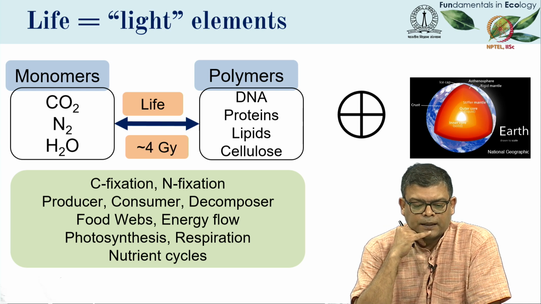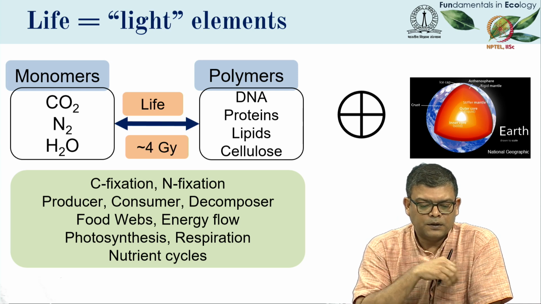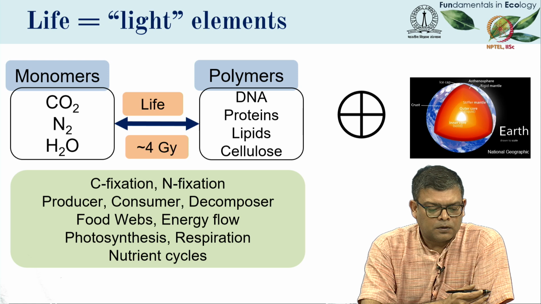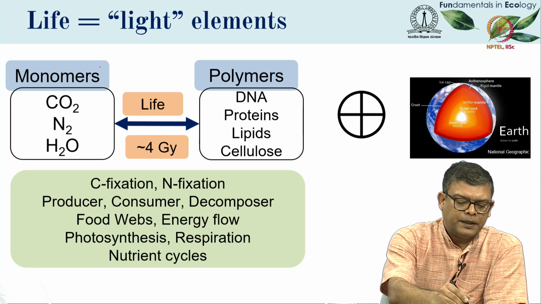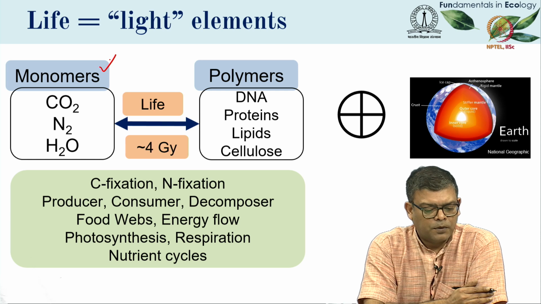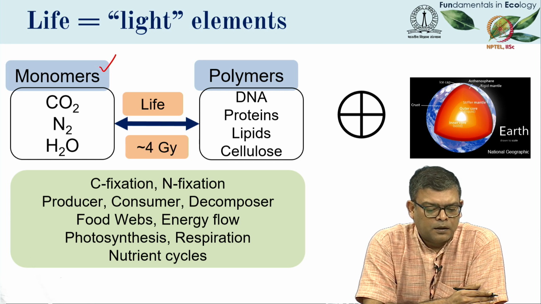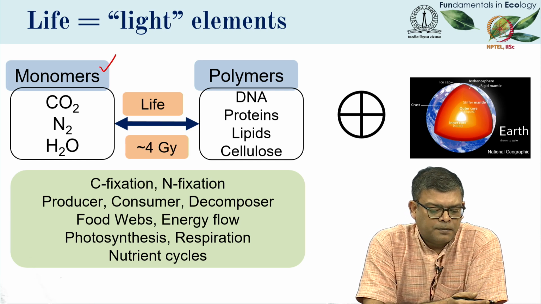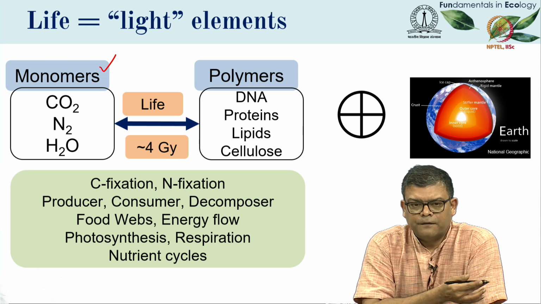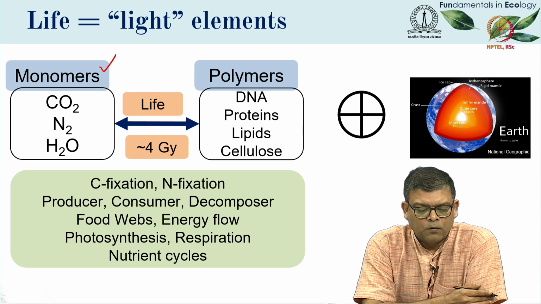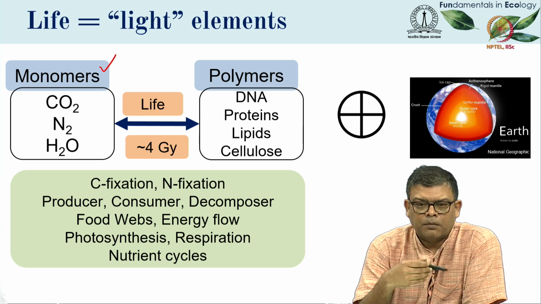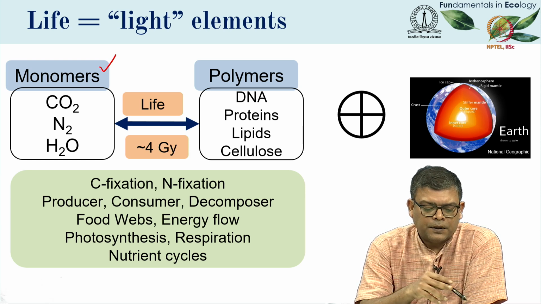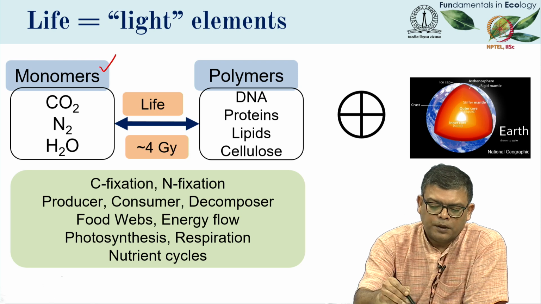Now what exactly is the chemistry associated with these light elements? So we can think of the chemistry of the light elements as some building blocks which we can call monomers. For example, there are units of life such as carbon dioxide, nitrogen and water which is available on the surface, and what life forms have been doing for the past 4 billion years is to perform elaborate chemical reactions which convert these building blocks into polymers.